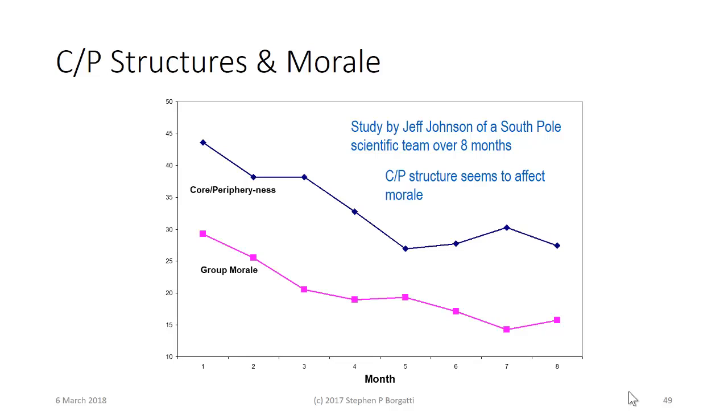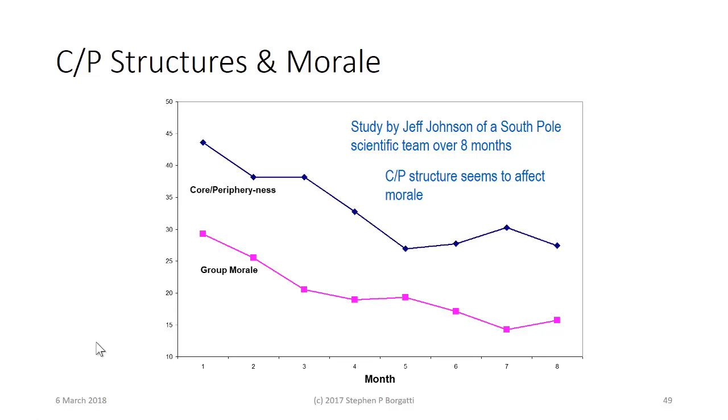So they also have a doctor, a physician, who gives everybody a complete physical every month. And the doctor will also administer a network survey if you ask him to. So this is what Jeff Johnson did. And so he's got the network survey for each of the 8 months that the people are down at the South Pole Station. So here are the 8 months.